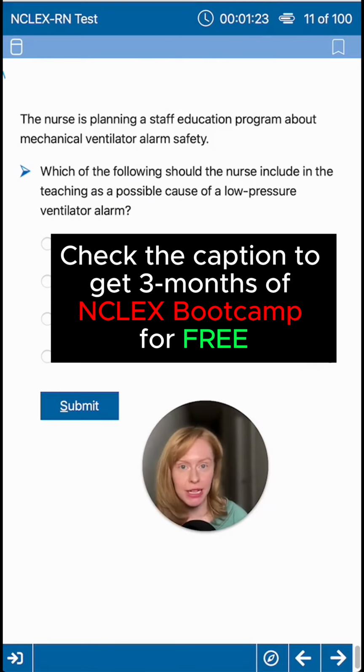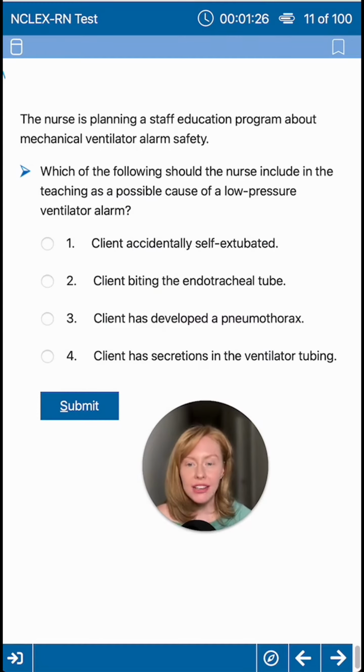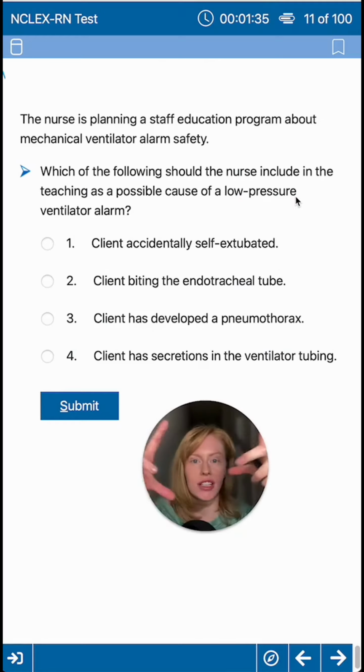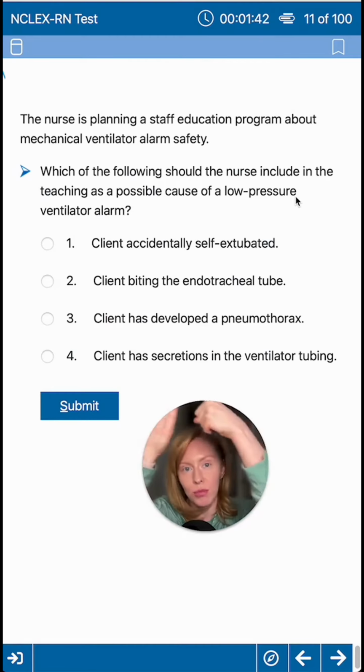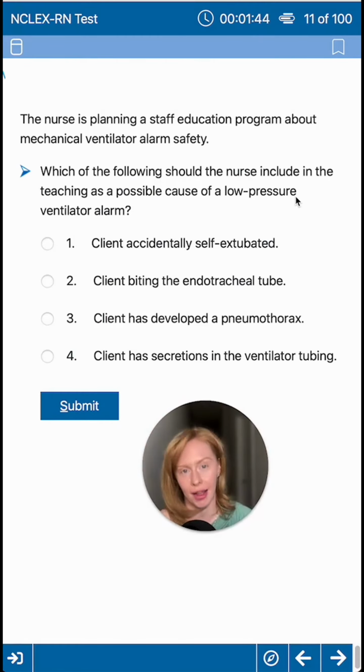And here's a sneak peek from readiness test number 4, where we need to figure out which of these problems could cause a low pressure ventilator alarm. So remember, the mechanical ventilator kind of knows how much resistance it's going to meet just to inflate the client's lungs. And if it meets less resistance than expected, you get a low pressure alarm. And if it meets more resistance than expected, you get a high pressure alarm.